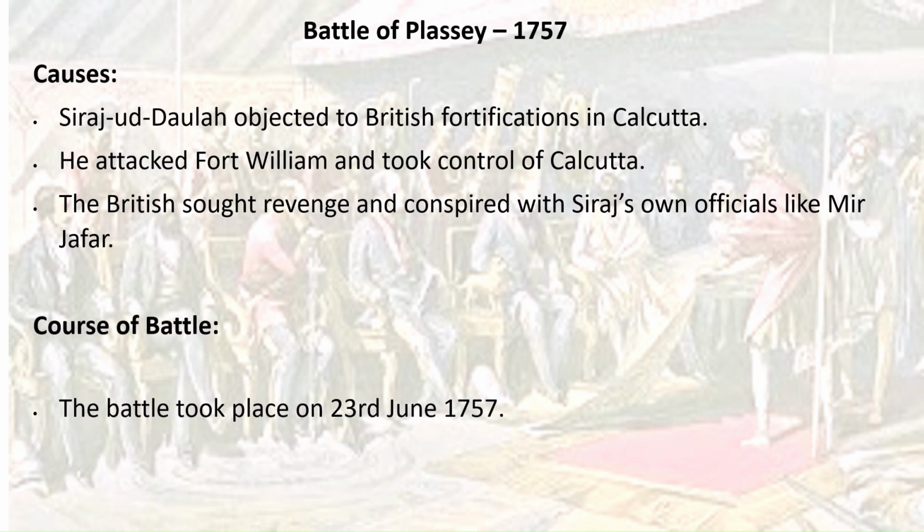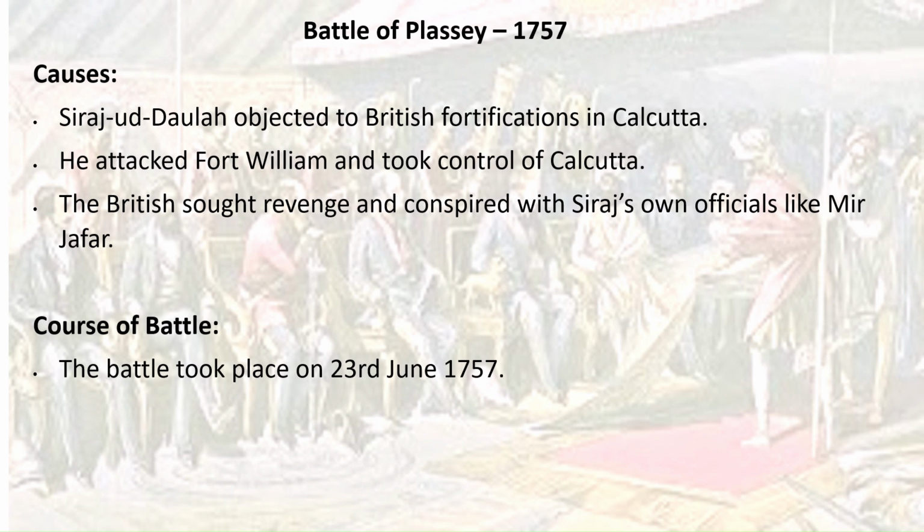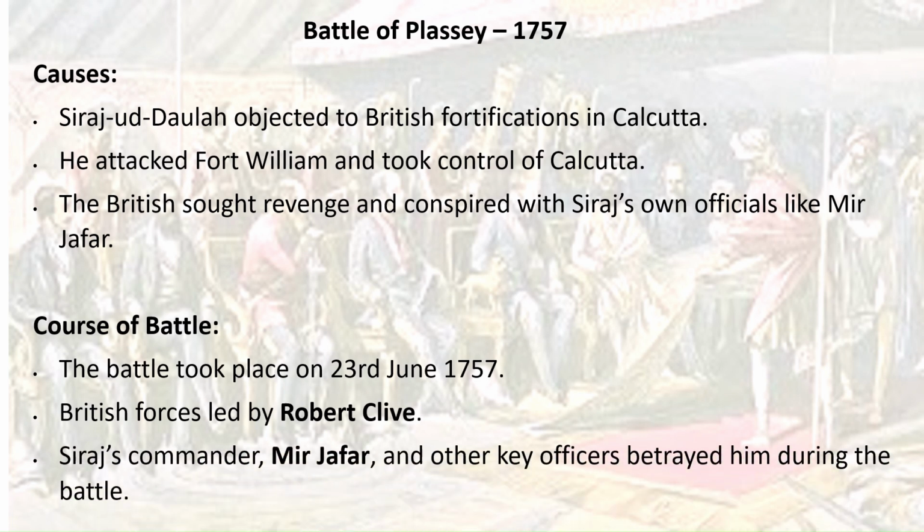The battle took place on 23rd June 1757. British forces were led by Robert Clive. Siraj's commander Mir Zafar and other key officers betrayed him during the battle.